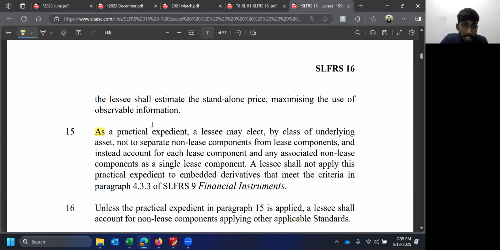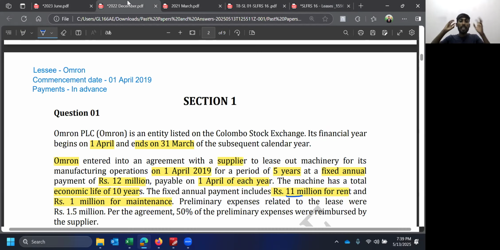Here, as a practical expedient, a lessee may elect by class of underlying asset not to separate non-lease component from lease component. So, if a lessee elects that practical expedient, then that lessee does not need to split it between lease and non-lease. They can account this entire 12 million as a lease component.